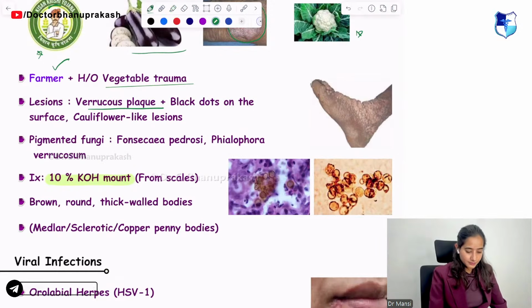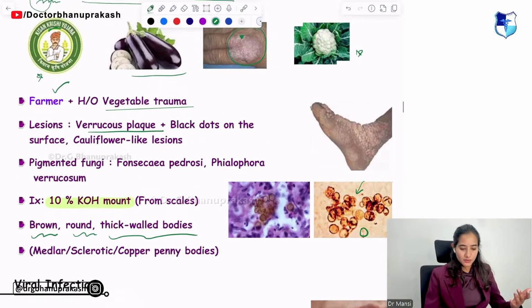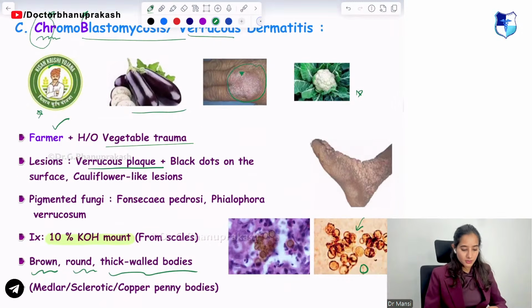And this is going to give you brown, round, thick-walled bodies, as you can see, which are also called medlar bodies, sclerotic bodies, or copper penny bodies. So it looks like a coin. That is why. Sometimes they give you this image in conjunction with the image of the skin. This is caused by the pigmented fungi, Fonsecaea pedrosoi or Phialophora verrucosa.